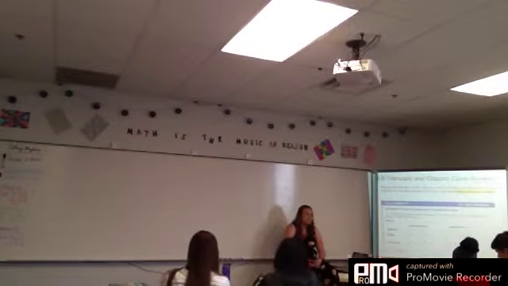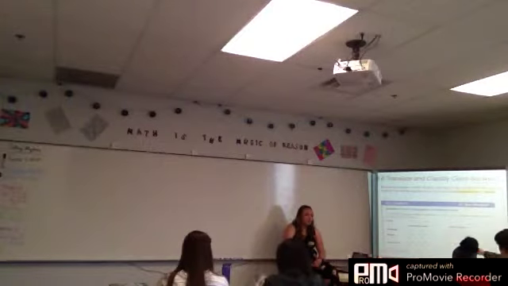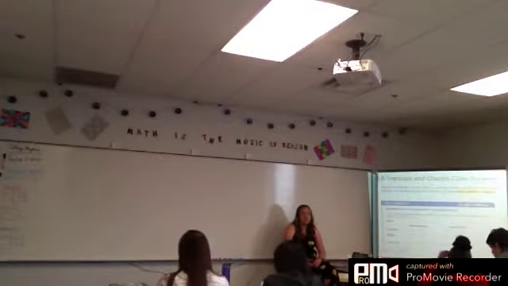X squared plus y squared equals r squared. That's the standard form, when my center is 0, 0, the origin.